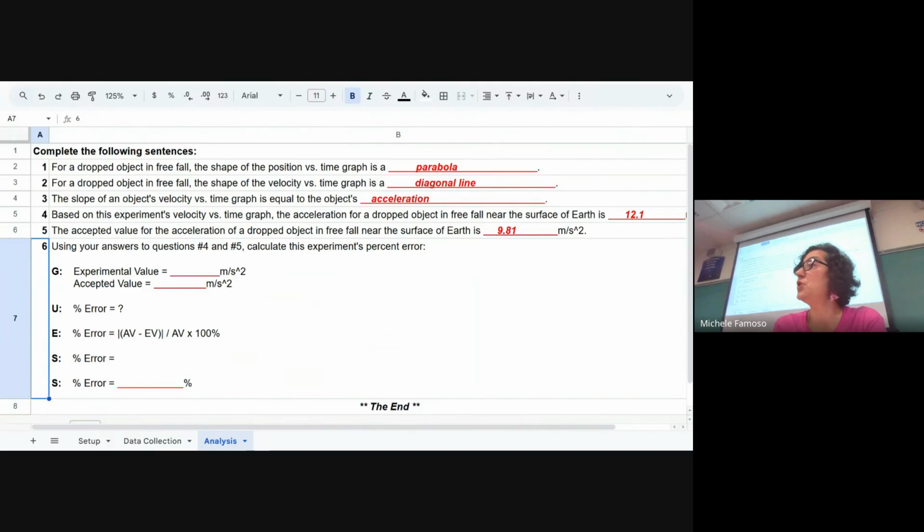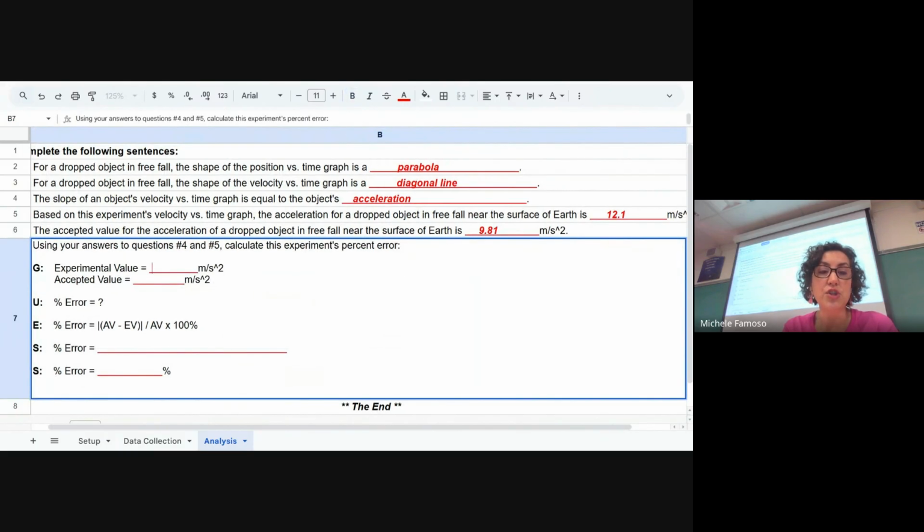Now, number 6 wants us to do our percent error. I even gave you the formula right there. You're just filling in the red lines and the substitution with units and the final answer. So let's do that. What's the experimental value from question 4? 12.1. What is the accepted value that we're going to put on that red line, the AV? Lisa? 9.81. Good. We're looking for the percent error. I did that step. I gave you the equation. So now we have to type that substitution with units.